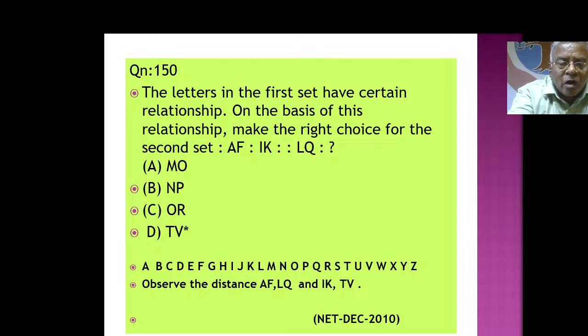From the alphabet, AF: 1 2 3 4 5. Okay. So likewise IK: 1 2 3 4 5. That is IK. AF, okay. Observe the distance AF, LQ, like that. So likewise IK, it becomes a T, right? So IK, only one letter is left out. Likewise TUV, one letter is missing. So T. So this is how you can find out.